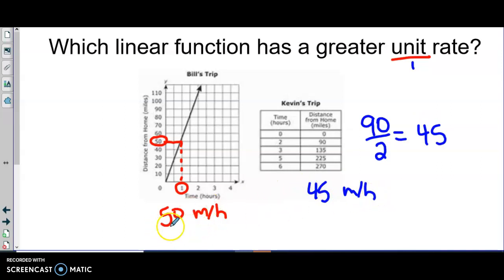So if you compare these two unit rates, this one's 50 and this one's 45, and we want to know which one is greater, that would be 50, because 50 is bigger than 45.